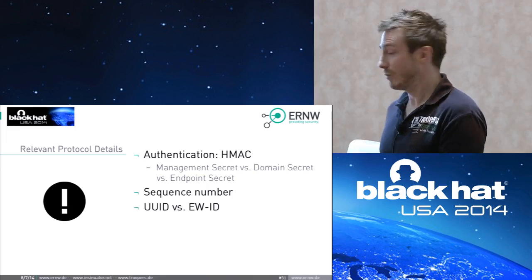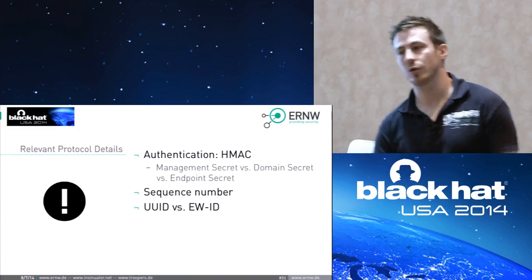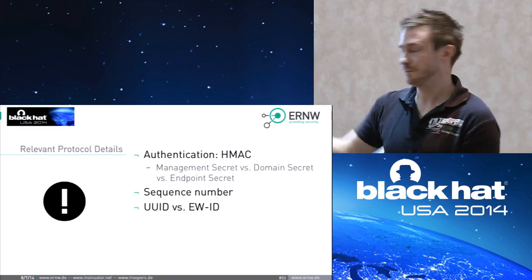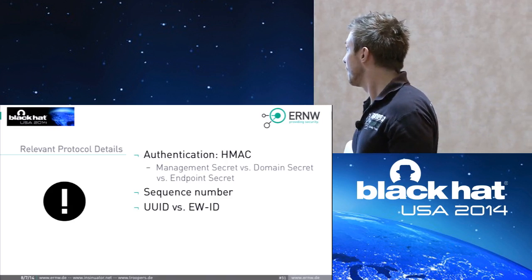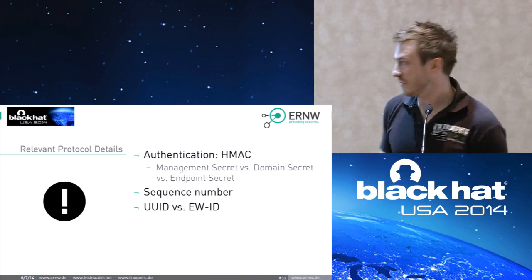Then we have the domain secret, apparently used within the domain, and we have the endpoint secret, which is used for communication between domain members or parents to their children. So this is basically what we need to know about the HMAC, the authentication at this point.